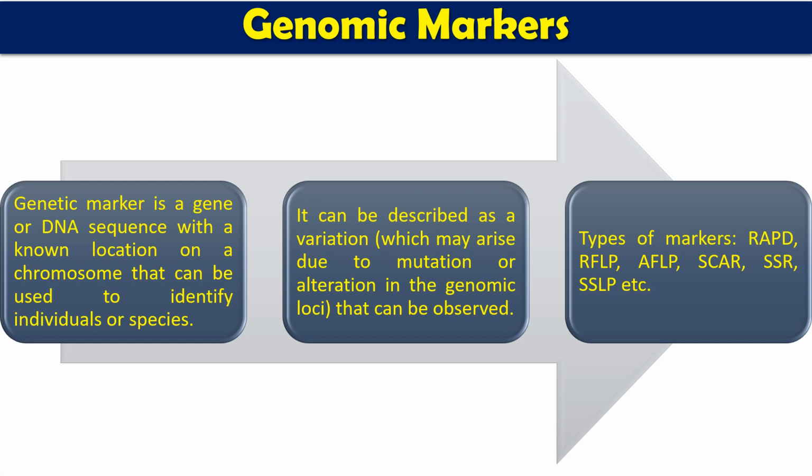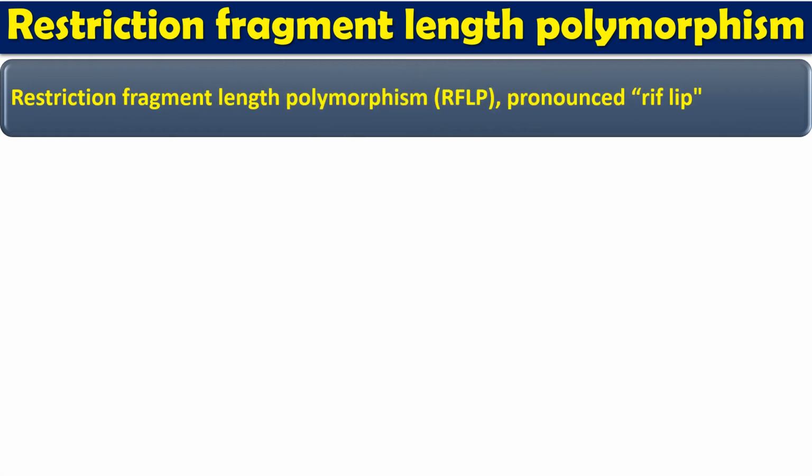Now there are different types of molecular markers: RAPD, RFLP, AFLP, SCAR, SSR, SLP, SNP. A number of things are there. Already we have talked about RAPD, that is random amplified polymorphic DNA. Today we are going to talk about RFLP. So what is RFLP? RFLP is the abbreviation of restriction fragment length polymorphism. In pronunciation, we are going to call it RFLP.